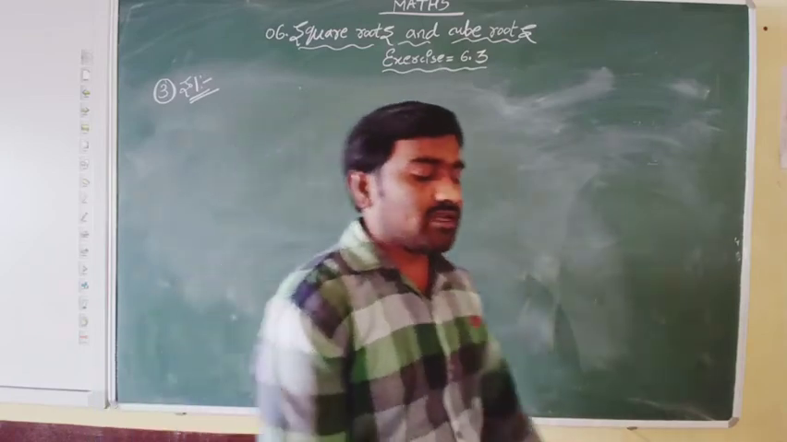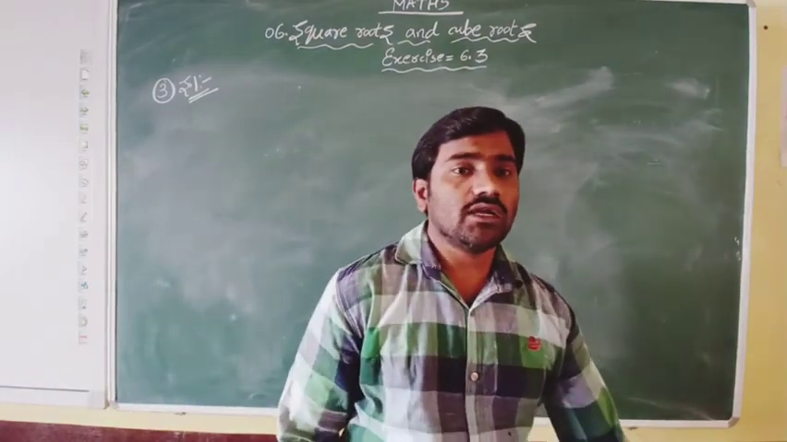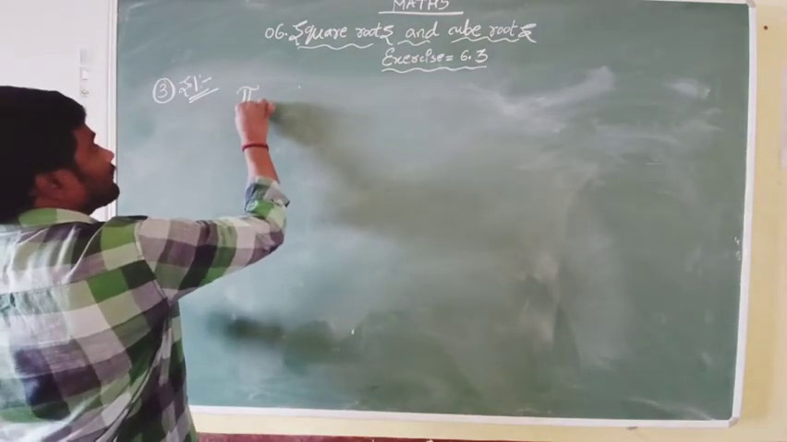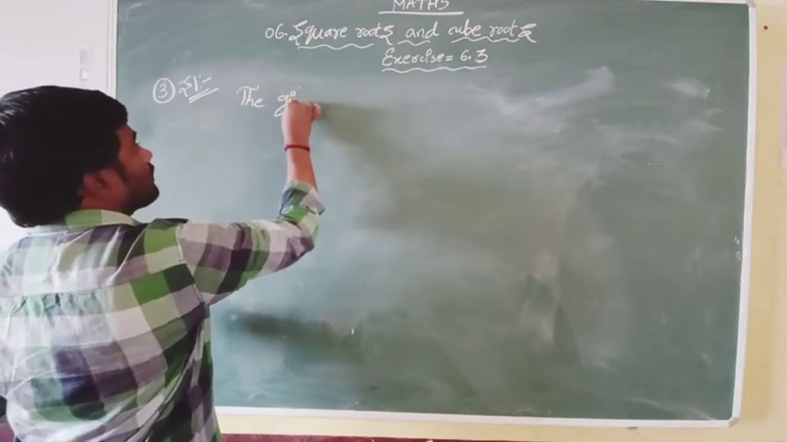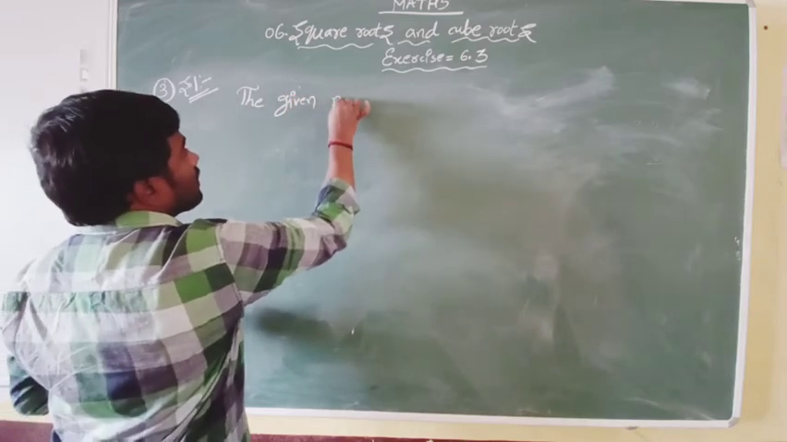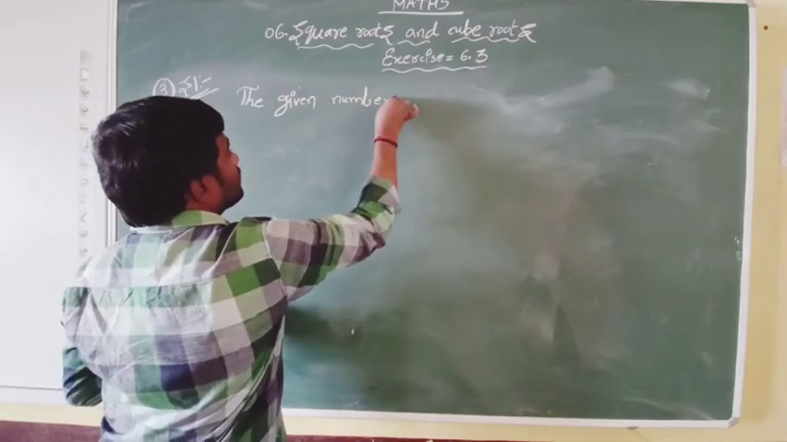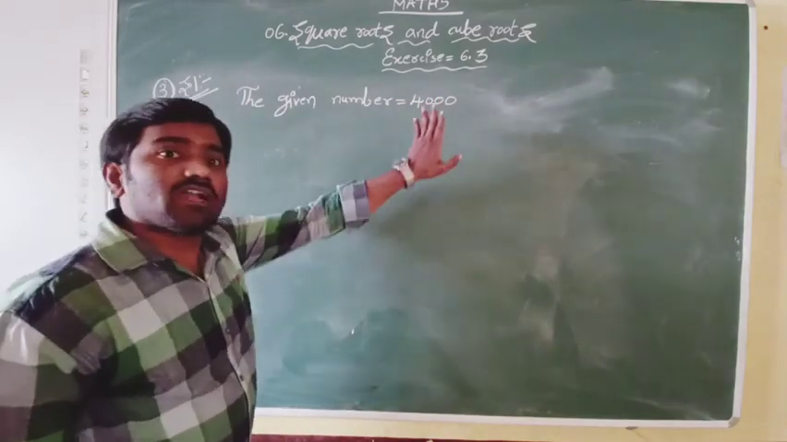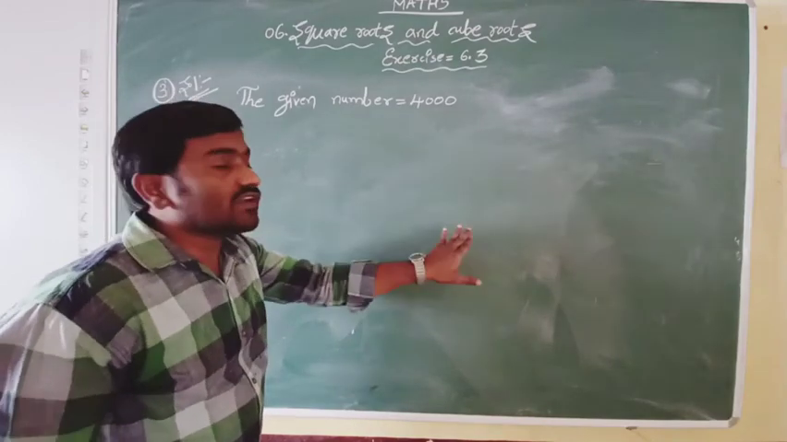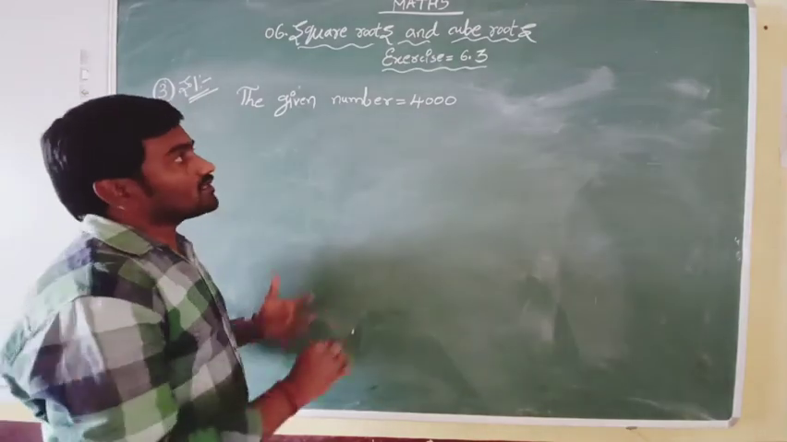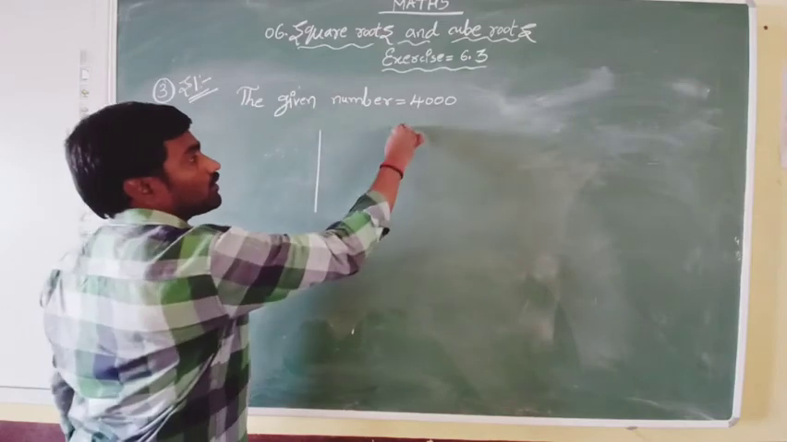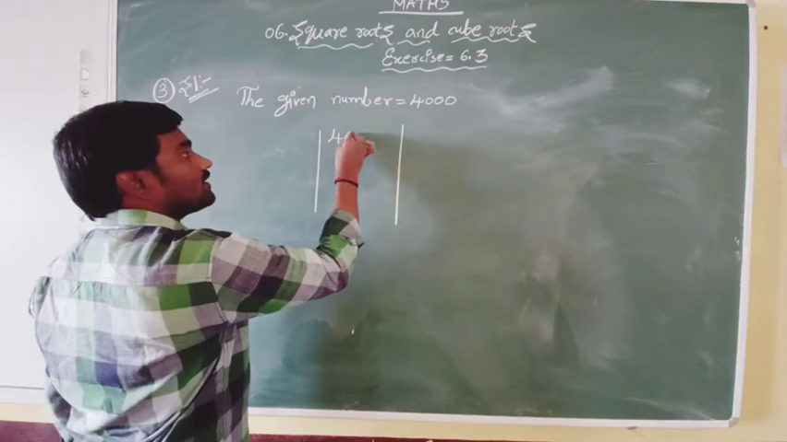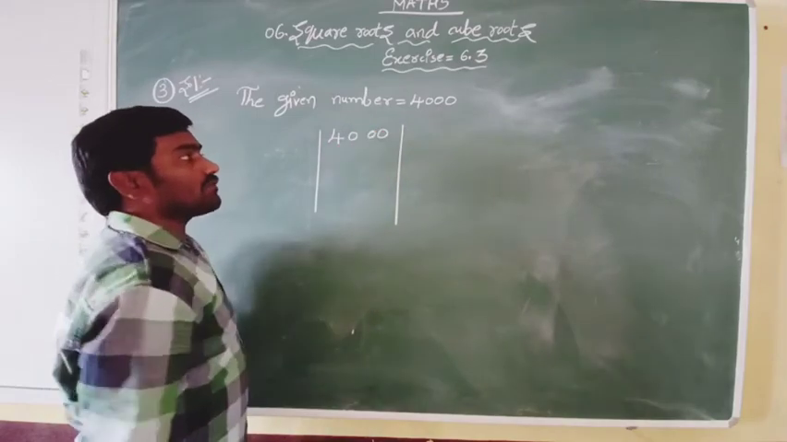That means the given number is 4000. It seems 4000 is not a perfect square. Yes. Okay. The given number is equal to 4000. What should be subtracted from 4000 so that we get a perfect square? We don't know what should be subtracted. So the remainder, whatever we get, that we need to subtract. Let us find out by the division method what has to be subtracted.